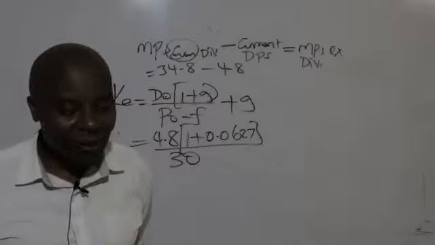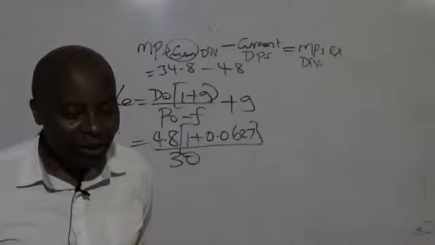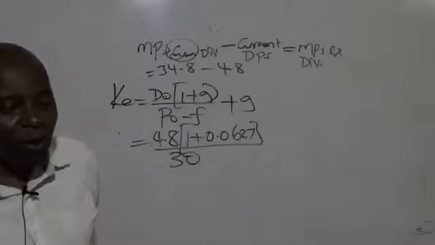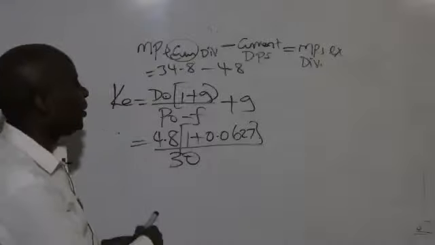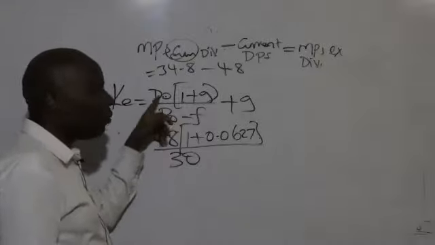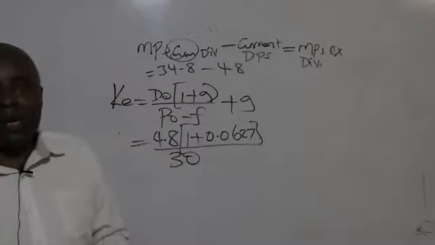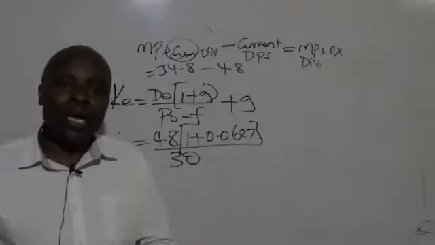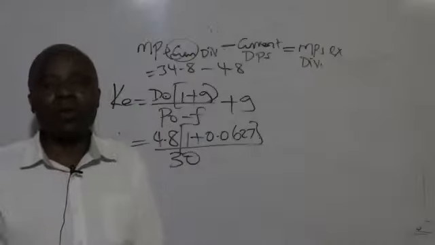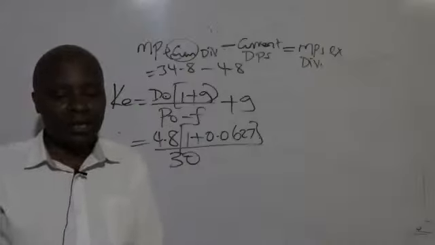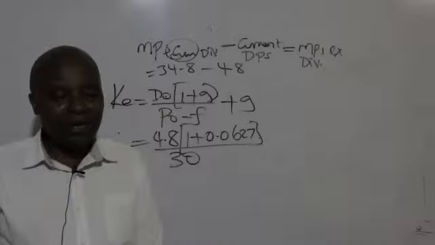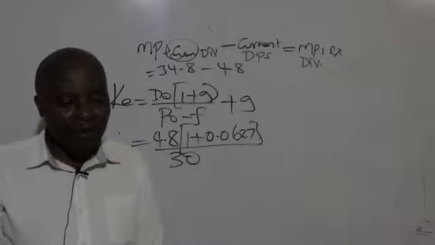D0 is not the oldest. D0 is the most current. 0 means today. The times 0 is today, not the oldest. So are we together up to there?